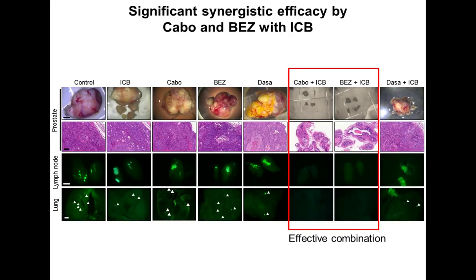So these are some representative images of the tumor, including the primary prostate tumor histology, as well as GFP positive metastasis to lymph node and to lung. You can see that the most effective combinations are the cabo plus ICB or the BEZ plus ICB.